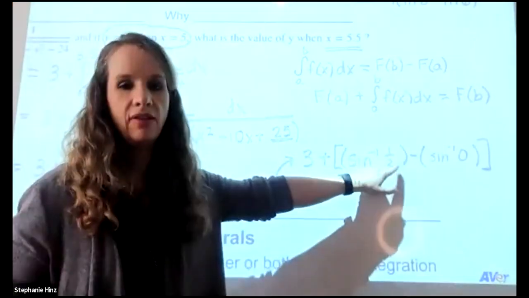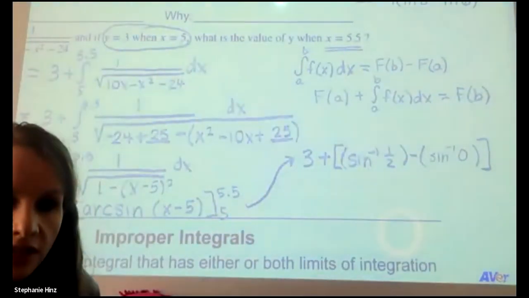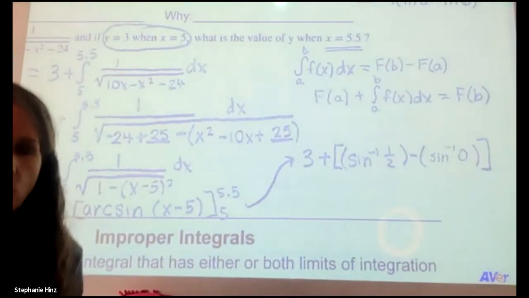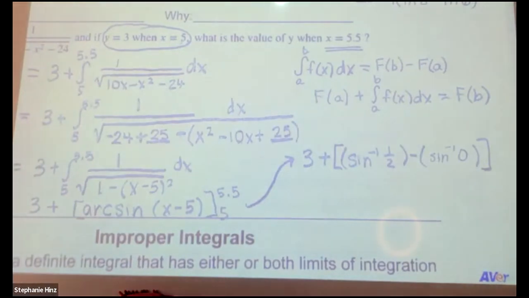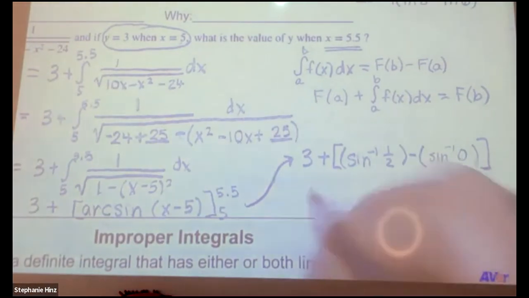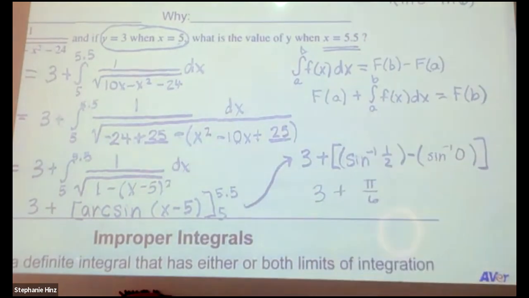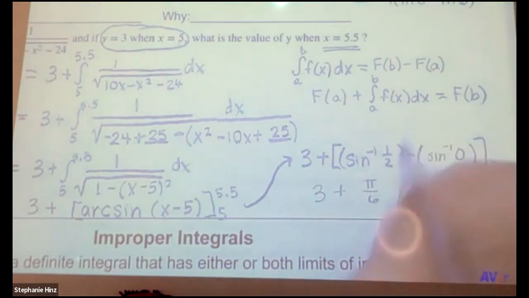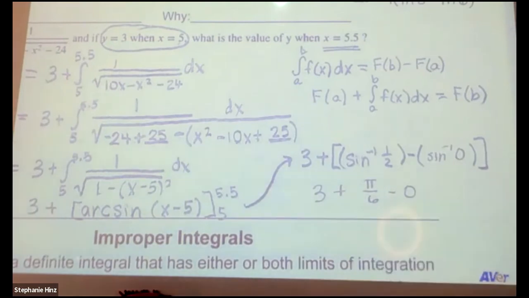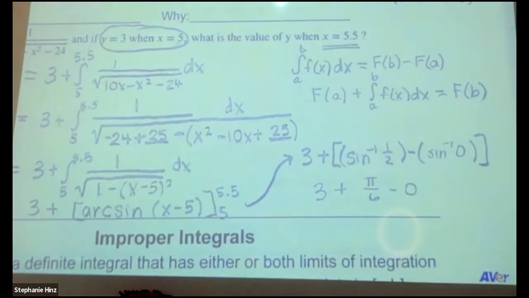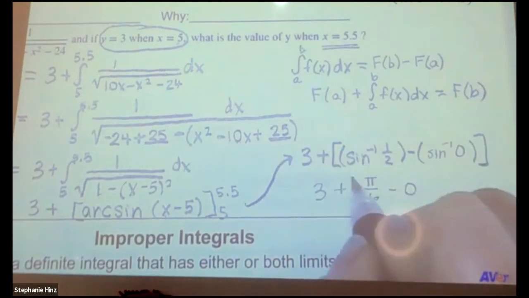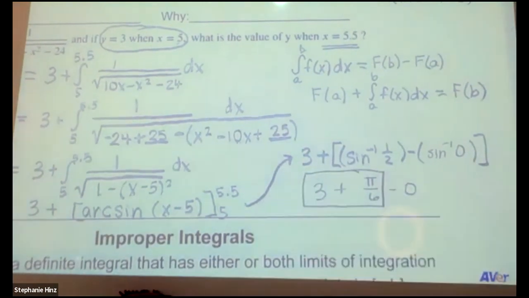Now think about your unit circle knowledge. We're trying to decide which angle gives a sine of a half. And so if I did that correctly, pi over 6 gives a sine of a half. And 0 is going to give me a sine of 0, or it's going to give me a 0 at 0. So my final answer would be 3 plus pi over 6.